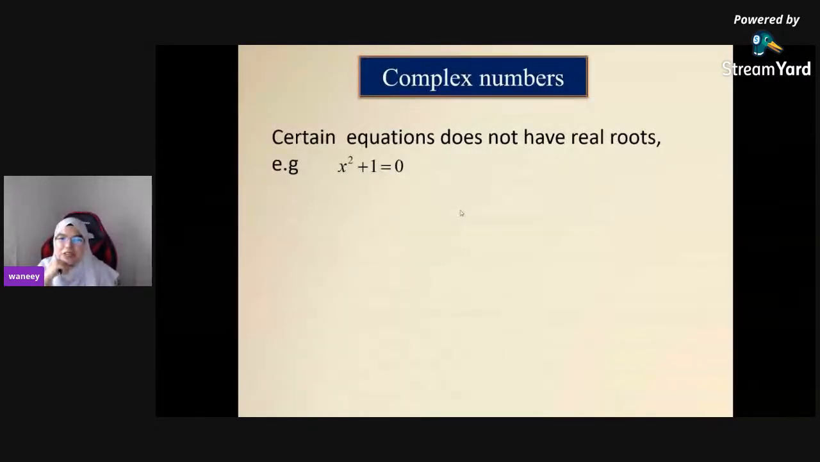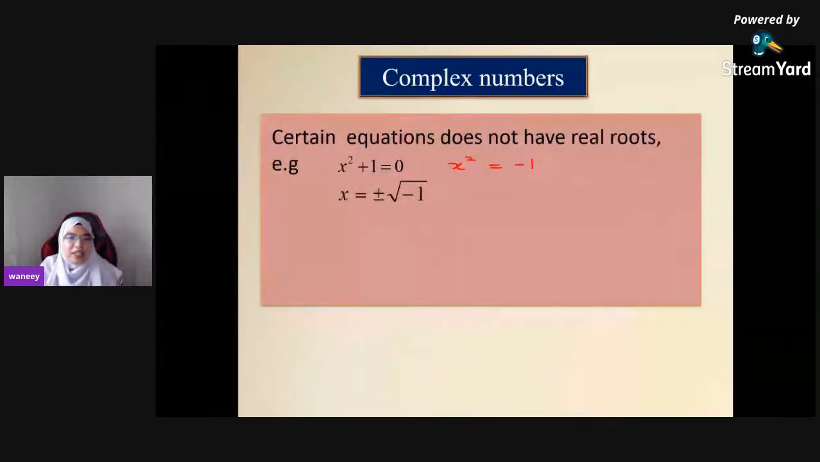Okay, so certain equations don't have any real roots. So for example, x squared plus 1 equal to 0. If you want to solve them, you're going to end up with x squared equal to -1. And then if you want to have x as your subject, then it means that we must put a square root for them. But square root of a negative number doesn't have any solution in the real set.